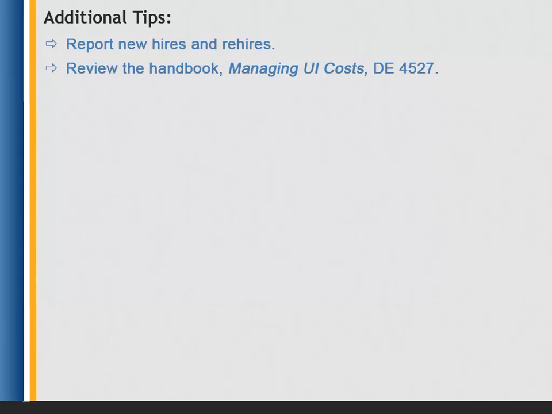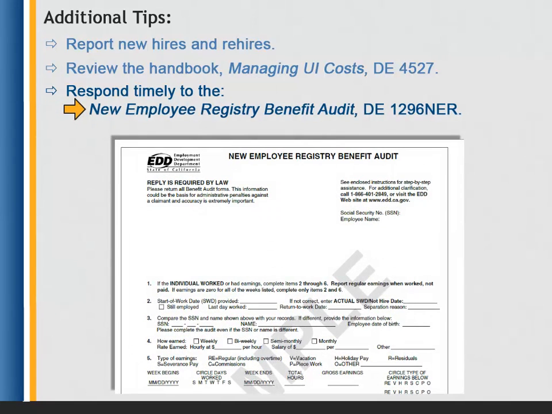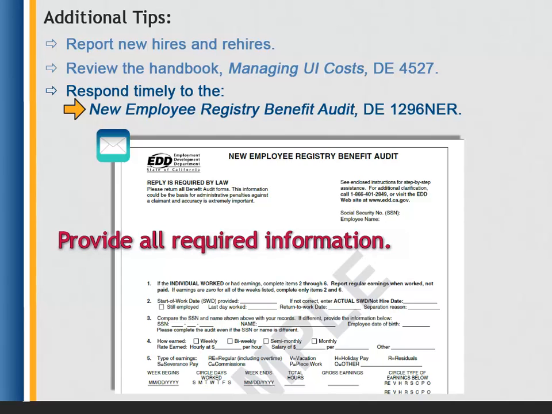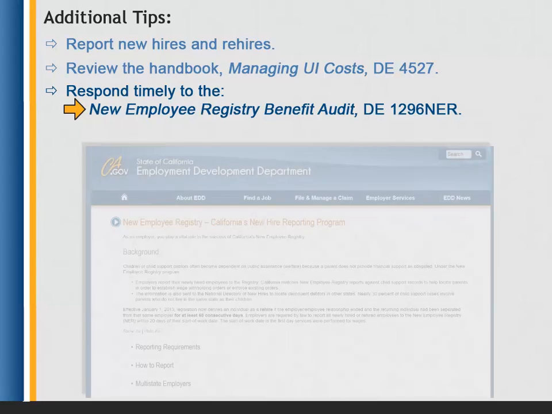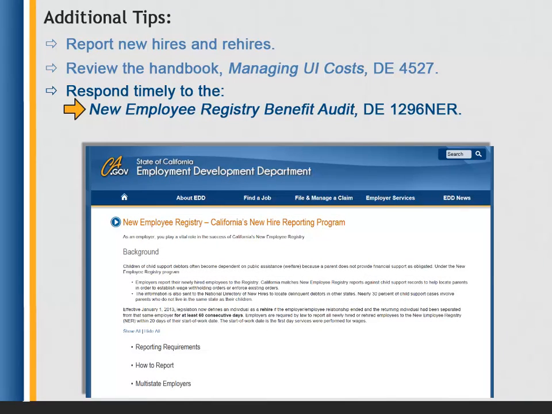Another way to help prevent improper payments is to respond timely to the New Employee Registry Benefit Audit, DE 1296 NER. This form is mailed to employers when new employment is identified by the EDD. Simply provide all the required information and mail the form to the EDD. For more information on reporting new hires or rehires, visit the New Employee Registry homepage on the EDD website.